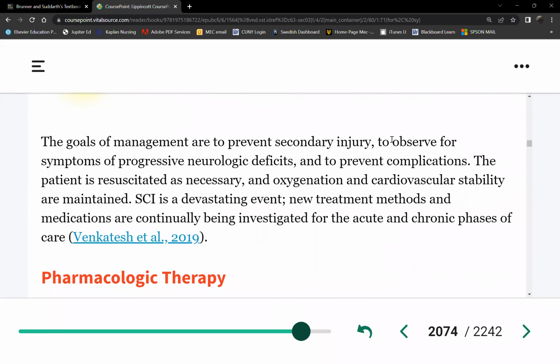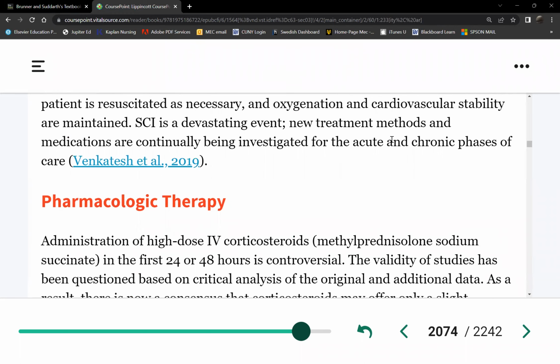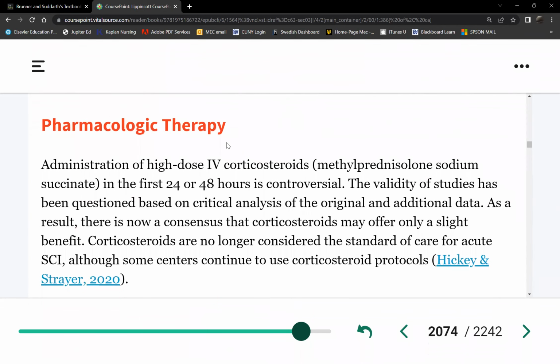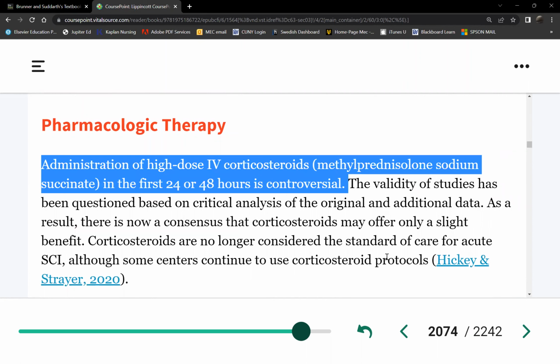Okay, let's go with the medications now. So after the injury, this will be within the first 24 hours of the injury. Our concern again are the acute complications related to breathing. As far as steroids, the first statement here tells you everything about steroids.